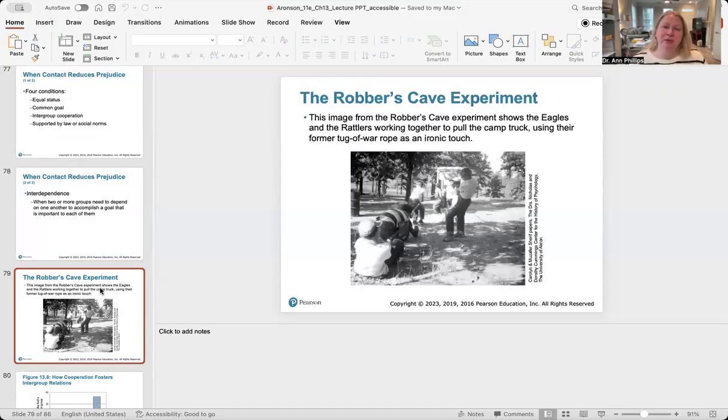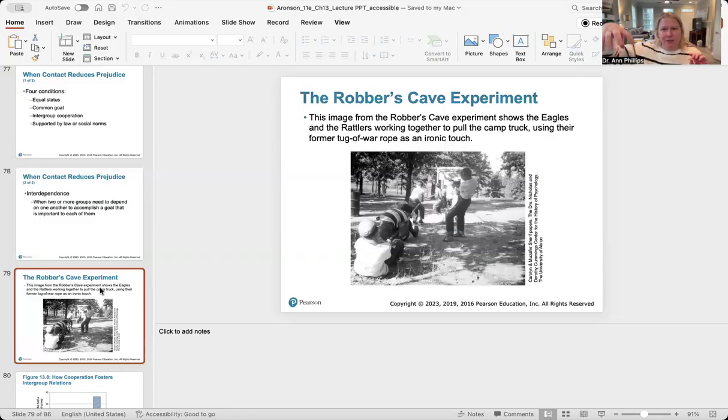Now is when they finally bring up the Robbers Cave experiment. For those of you who may be unfamiliar, the Robbers Cave experiment was way back in the day, but in the 1950s or 60s, they created this camp where they had two groups of kids, the Eagles and the Rattlers, and they didn't interact with each other at first.